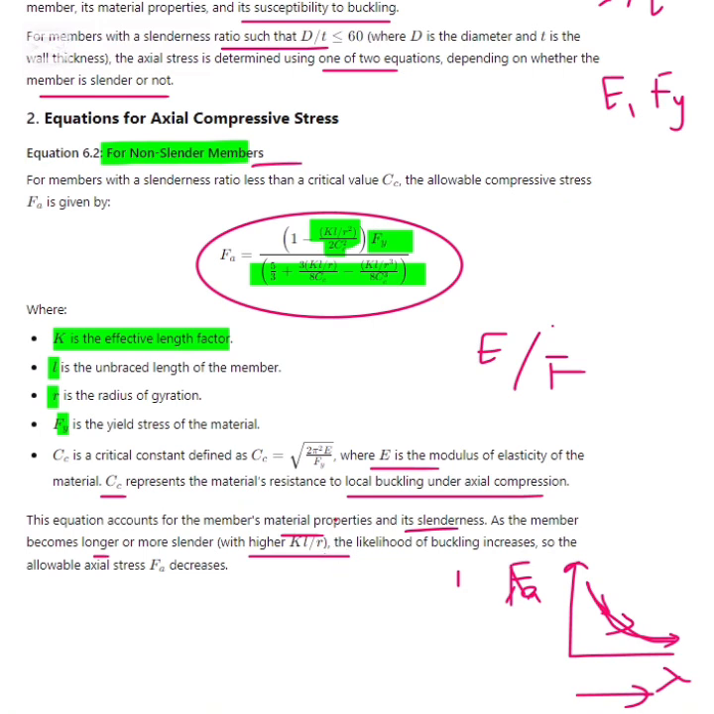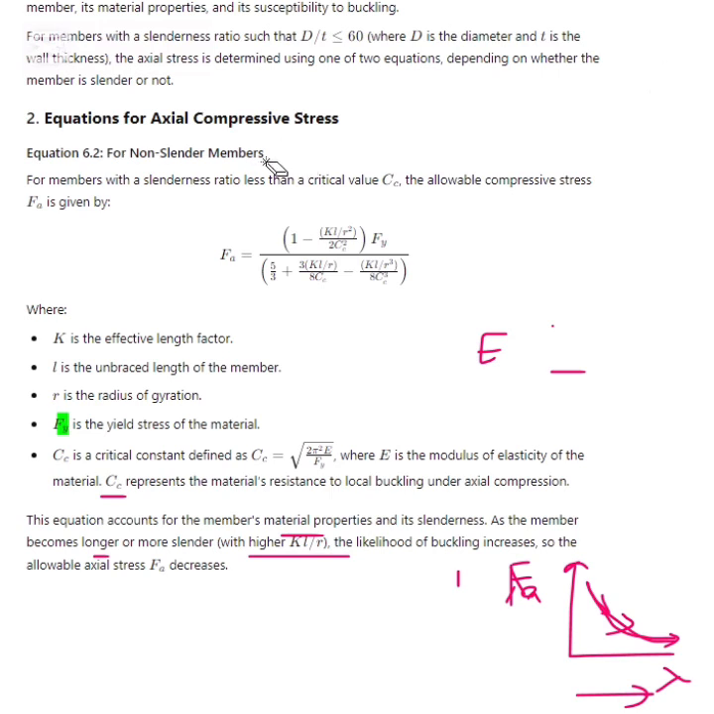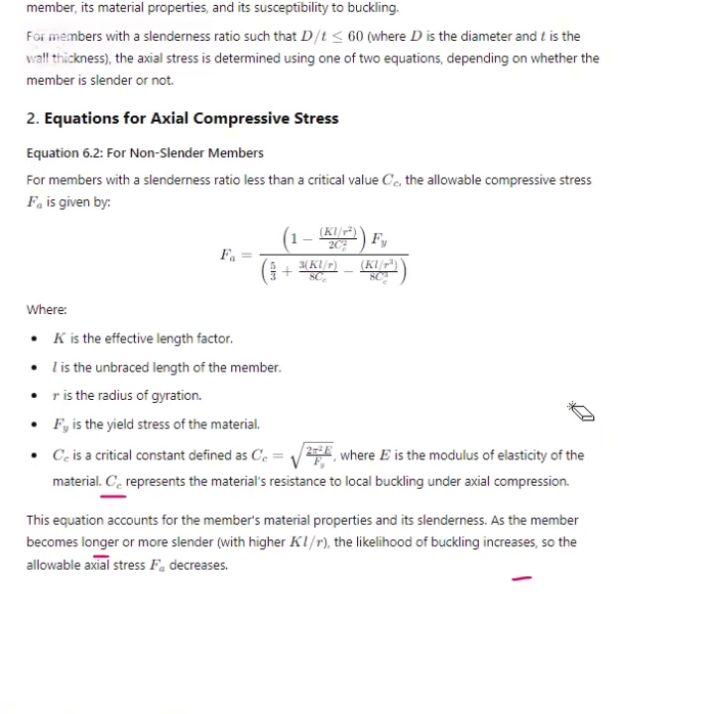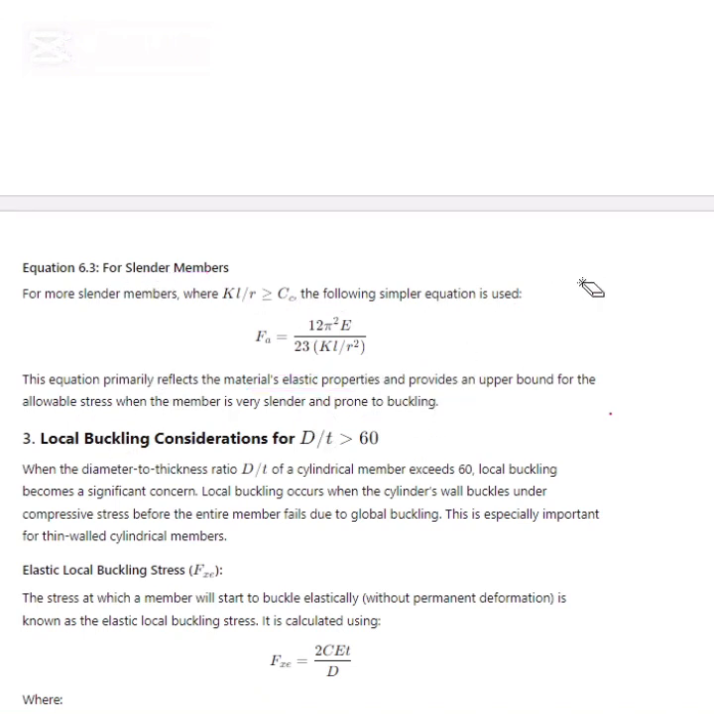Next, let us see the other formula, for the slender cases, that we have seen just before. Here you can see, based on the slenderness, if the KL by r ratio is greater than Cc, it becomes the slender category. Then we can calculate the FA value as 12 pi squared E over 23 times KL by r squared. It does not depend on the yield value.